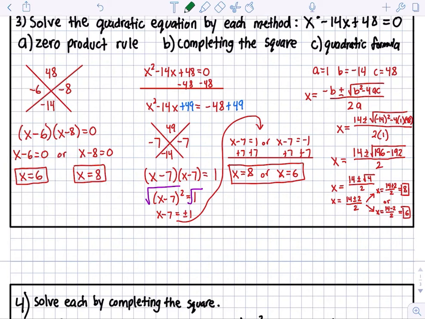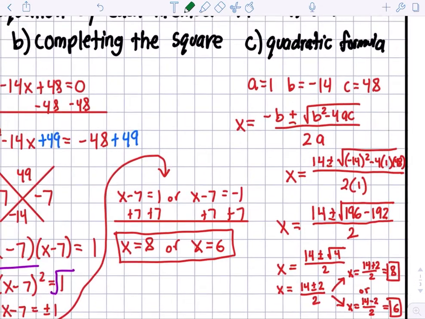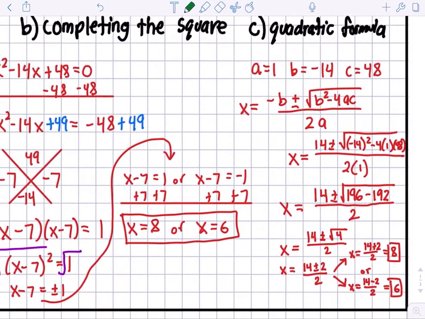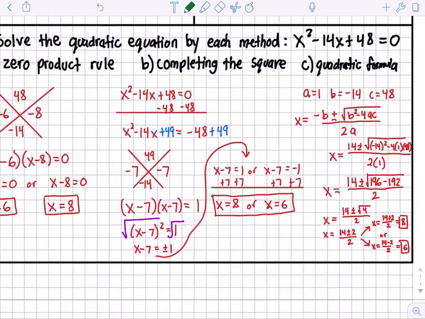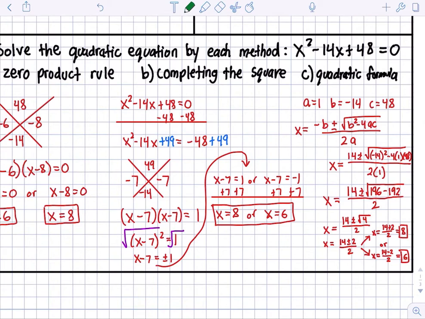Lastly, quadratic formula. Alright, so it's always good for quadratic to write down your a value, b, and c. So here's your a, here's your b, and here's your c. And I wrote them down. Alright. Quadratic formula is x is equal to negative b plus or minus the square root of b squared minus 4ac all over 2a. So write down your a, b's, and c's and then just plug them in.